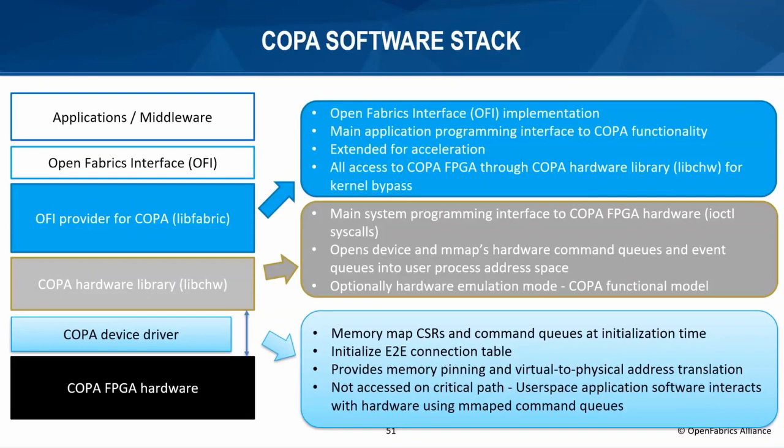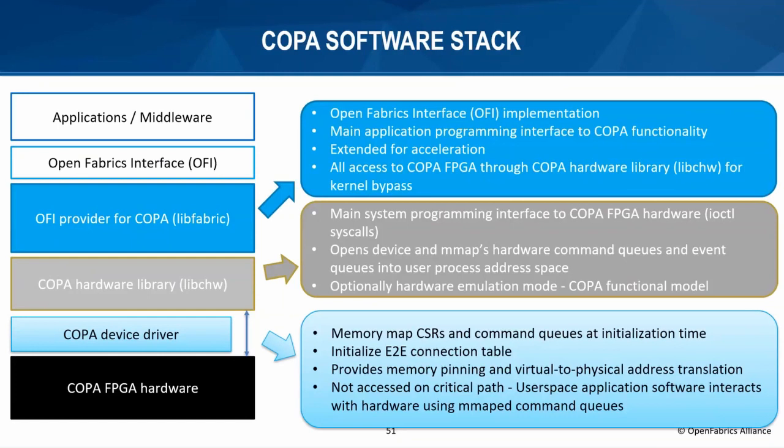By the way, this is not going to be on the critical path. Once all the establishment and the setup is done, the upper layer software can directly use it and have a kernel bypass. Now there is a hardware abstraction layer called library COPA hardware, or libchw, that we have layered on top of this device driver. And this is the main system programming interface.